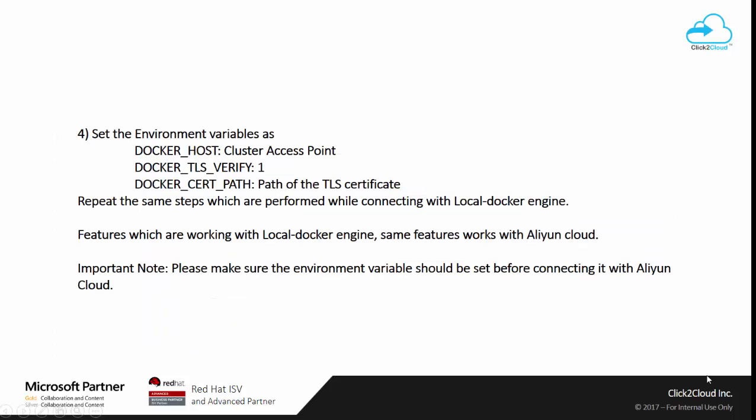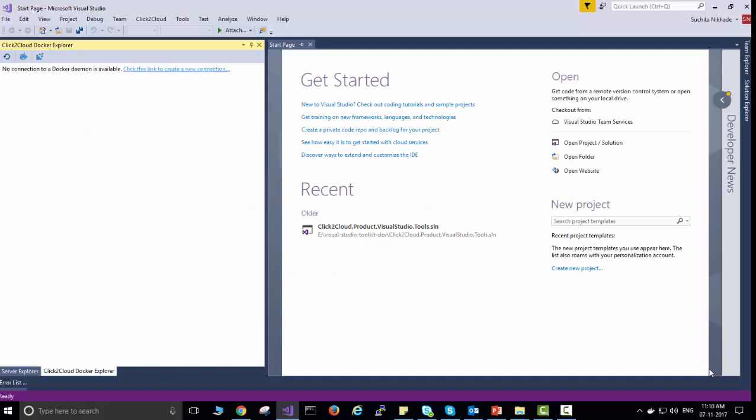After creating a cluster, set the environment variable as Docker host. Provide the cluster access point as a value, which is copied from Alien Cloud. Provide the Docker TLS verify. Set the Docker TLS verify value to 1. Then Docker cert path, and provide the path of the TLS certificate which you downloaded from Alien Cloud.